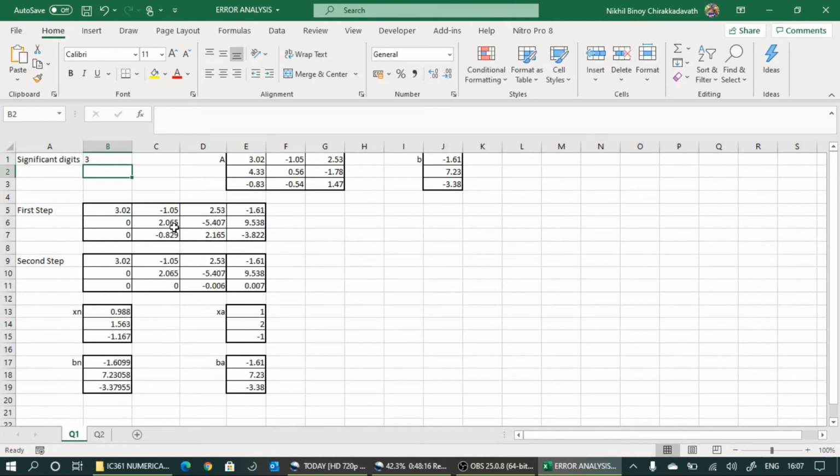Now, what is happening? We are going to check what happens if we change 3.02 to 3. A small change. I am going to change it from 3.02 to 3. So check what is happening.